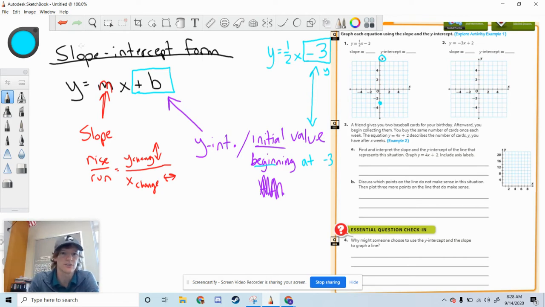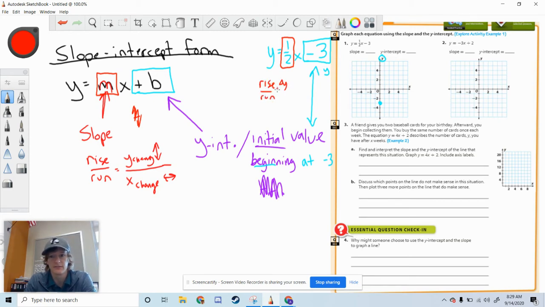Then we need to look at our slope. Let me go back to my red color. Our slope here is the number that's in front of the x. It's always in front of x. And if there's no number there, well, then it's 1/1 because it's 1x. But in this case, there is a number. That slope is right here. So it's rise over run. It's y change.